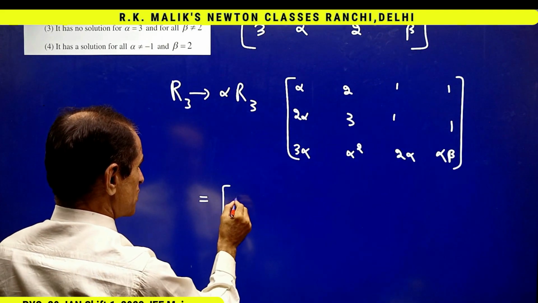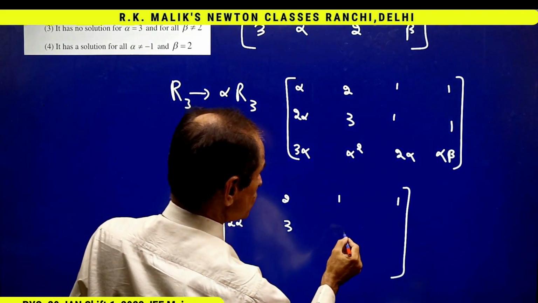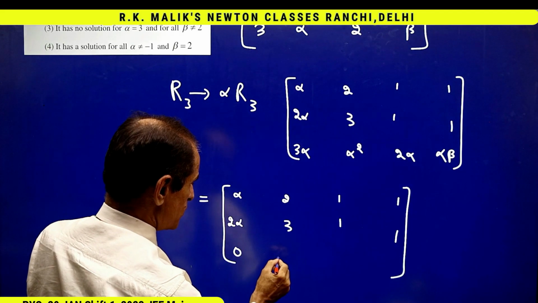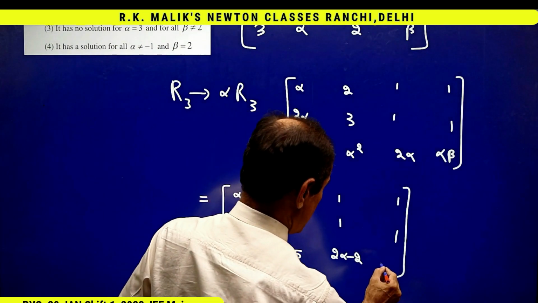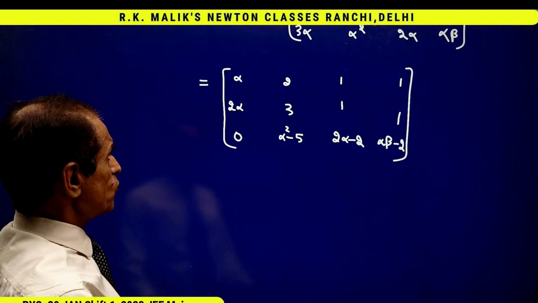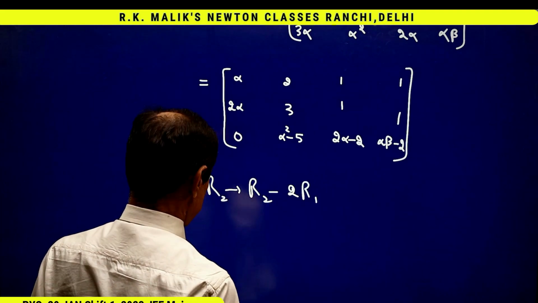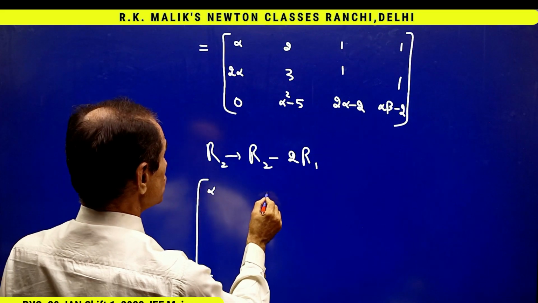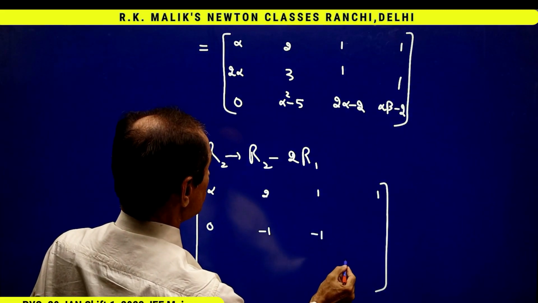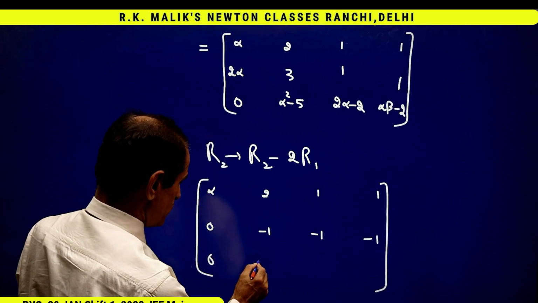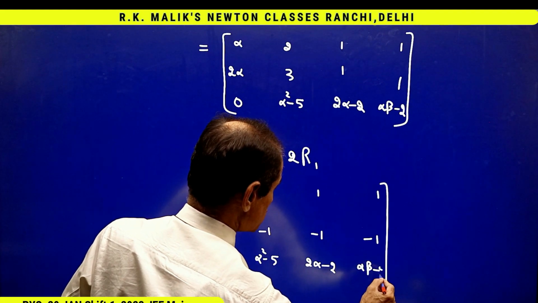and I get alpha 2 1 1; 2 alpha 3 1 1; 0, alpha square minus 5, 2 alpha minus 2 and alpha beta minus 2. And now make this element 0 by using the operation R2 changes to R2 minus 2R1. I will get alpha 2 1 1; 0 minus 1 minus 1 and minus 1; 0, alpha square minus 5, 2 alpha minus 2 and alpha beta minus 2.